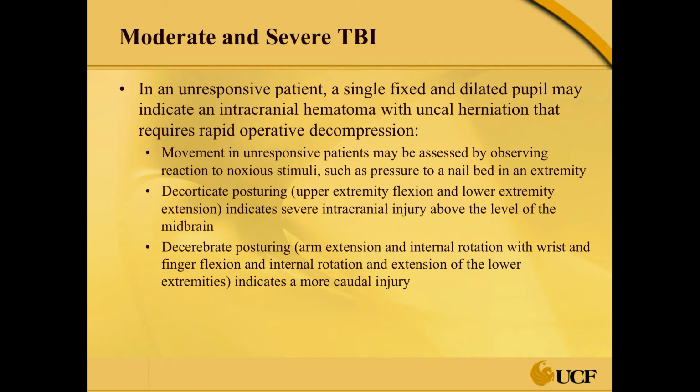Decorticate posturing is where, remember, the upper extremities go into the core of the body. Remember, decorticate, the core, indicates severe intracranial injury above the level of the midbrain. And then decerebrate posturing is where you get the fingers pointing to the cerebrum, so they actually point to the cerebral part of the cranium. Now, this indicates a more caudal injury, and I know you've been taught in your undergrad level that decerebrate posturing is so much worse than decorticate posturing.